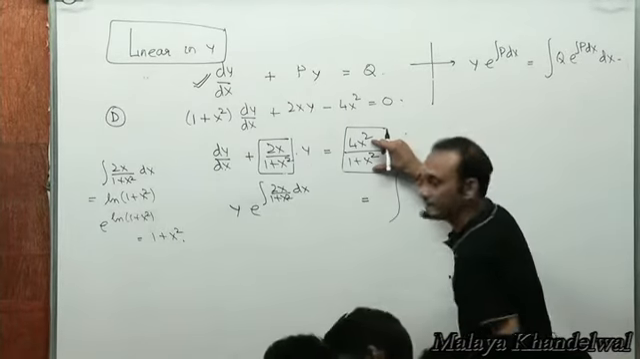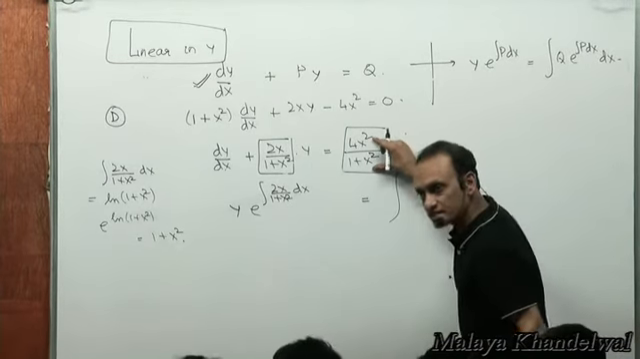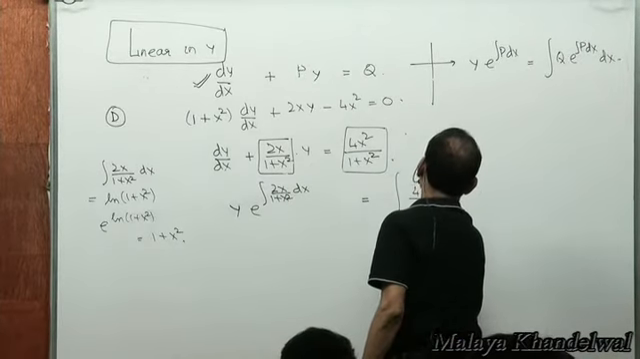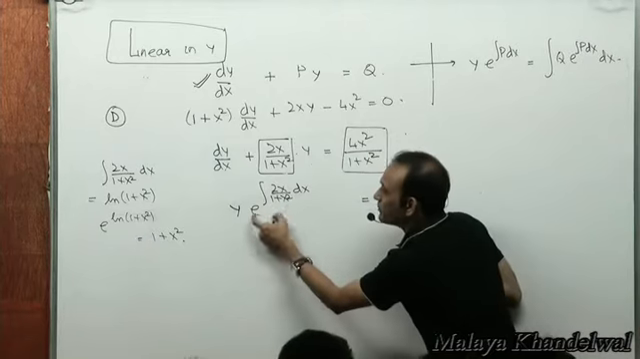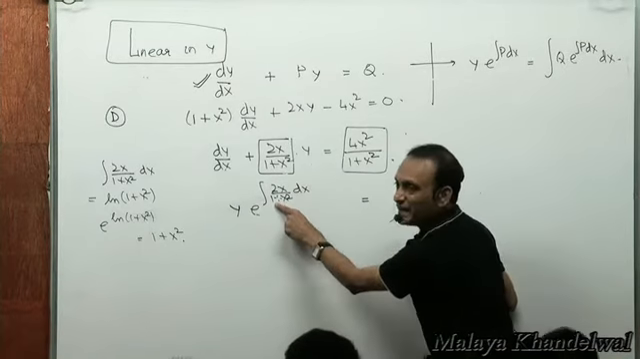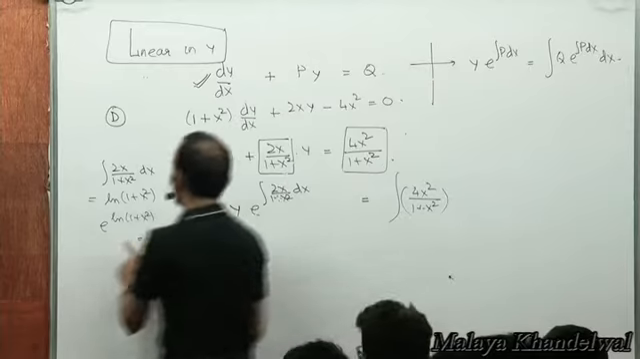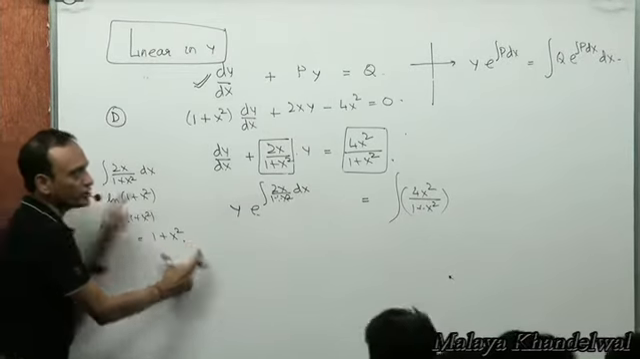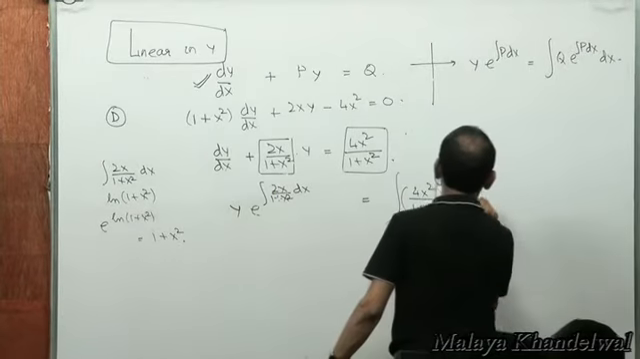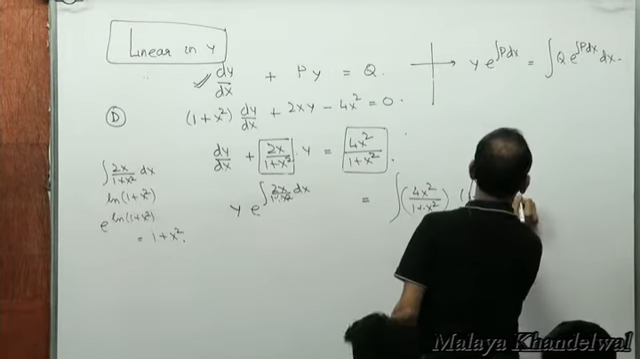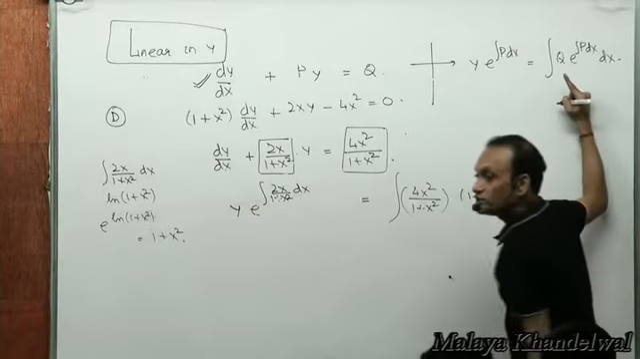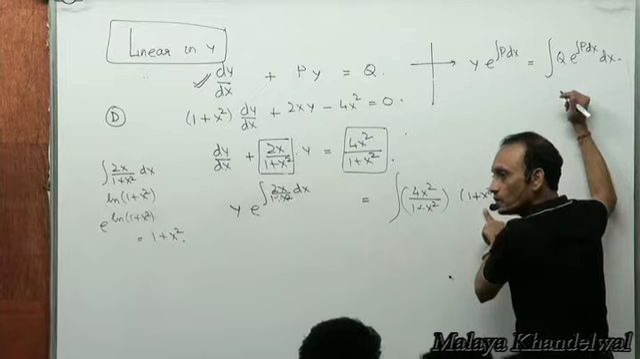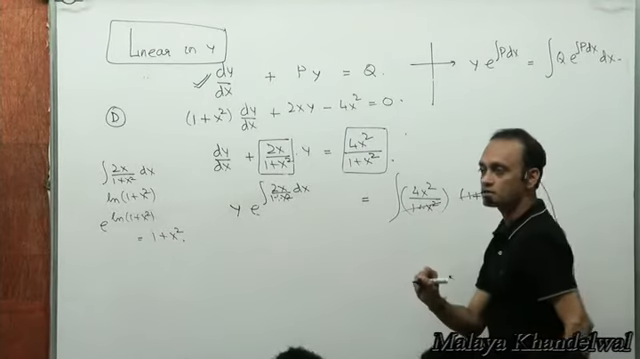First I put an integral sign and then I put a q. q is this: 4x²/(1 + x²). And then whatever I have obtained for e power integral p dx. e power integral p dx is what? 1 + x². Isn't it? We have already obtained. So this is into (1 + x²) dx, q into e power integral p dx. Yes or no? Good for us.